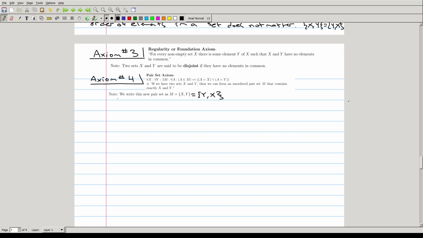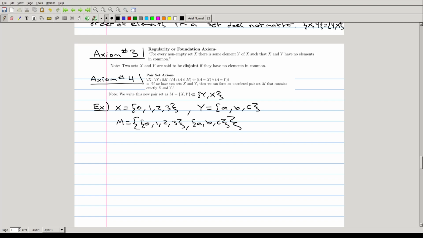So to give you a relatively simple example of how we use the pair set axiom. If I have a set X, which is, for instance, the set 0, 1, 2, 3, and I have a set Y, where Y is the set A, B, C, the pair set is a set containing the sets X and Y. Or this set right here.